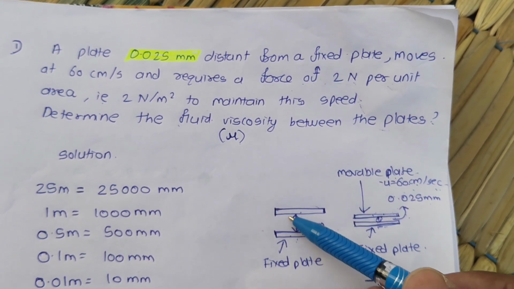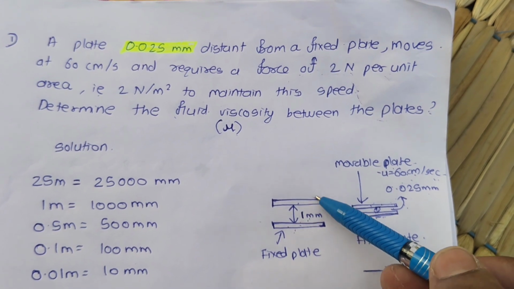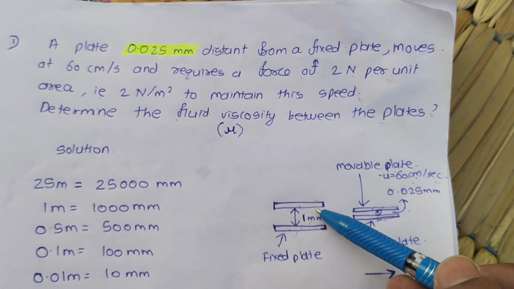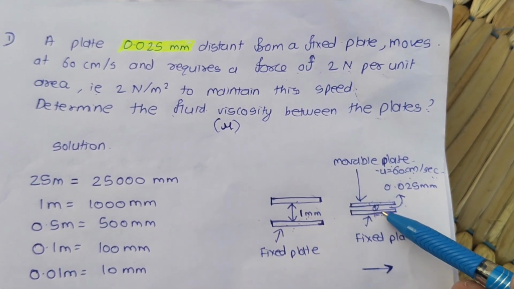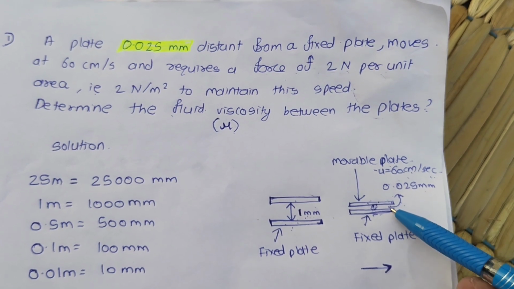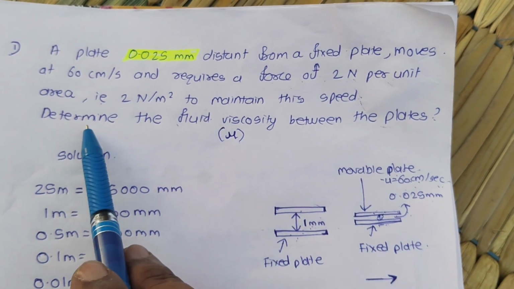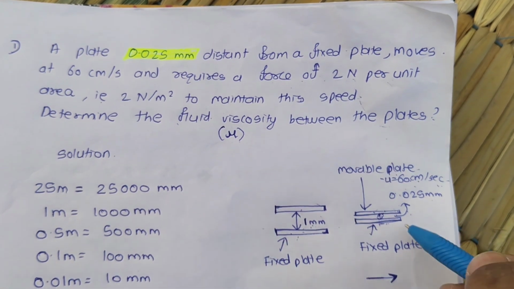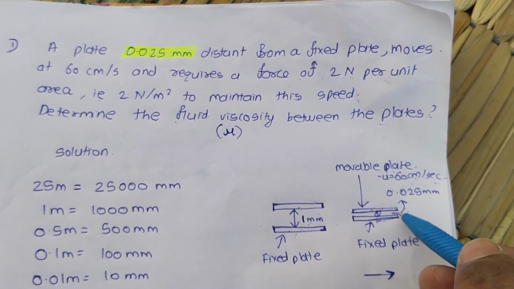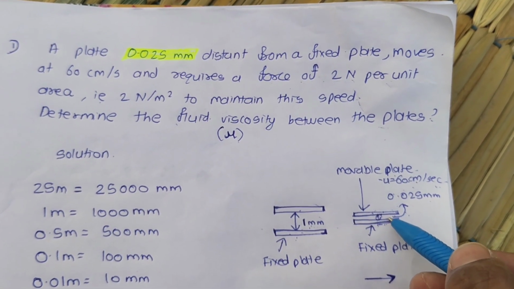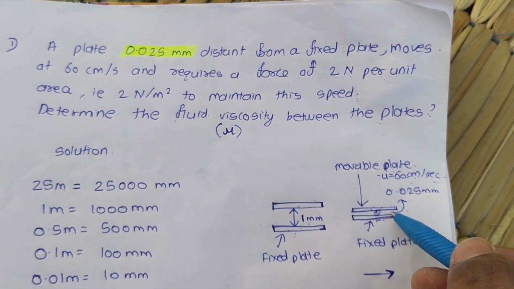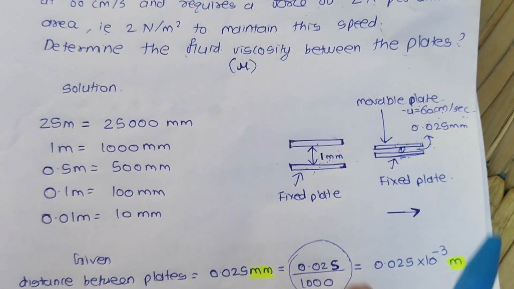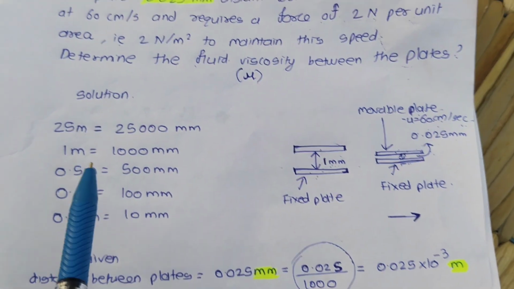I have drawn these two plates for the understanding purpose. 1 mm is this much, and 0.025 mm is this much. We have to determine the fluid viscosity, which is mu, between the two plates. So we have to come to the solution.